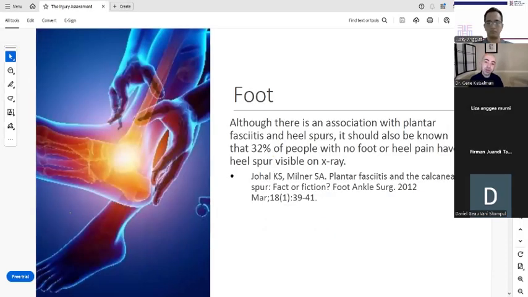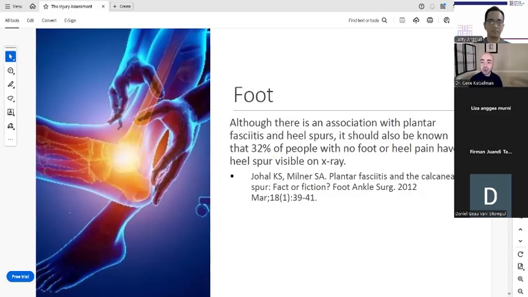And finally, with the foot, although there is an association with plantar fasciitis and heel spurs, the research has shown that 32% of people with no foot or heel pain also have those same heel spurs visible on X-ray.